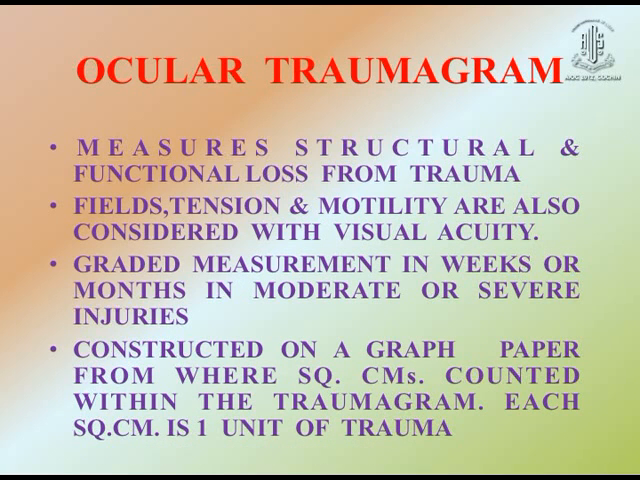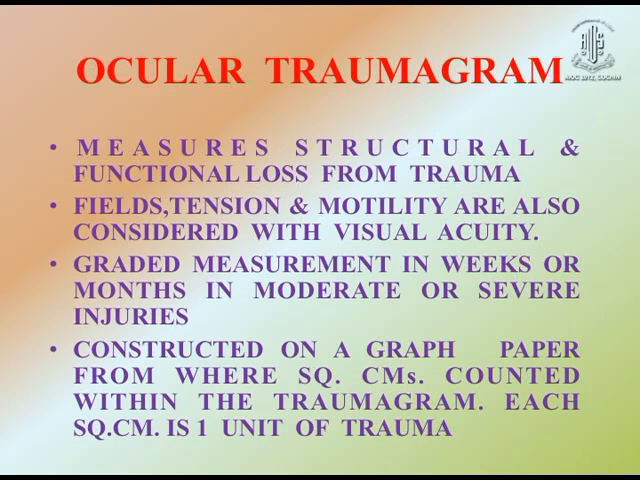Now, this is the third way of measuring ocular trauma, the traumagram. This has not yet been published, and it measures the structural and functional loss from trauma. The fields, tension, and motility are also considered along with visual acuity. Graded measurement is in weeks or months in moderate or severe injuries. So if it's a moderate injury, we grade it in weeks, and if it's severe, it is graded in months.